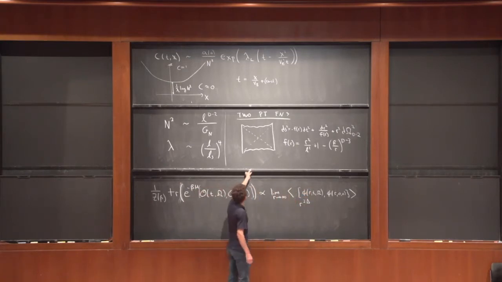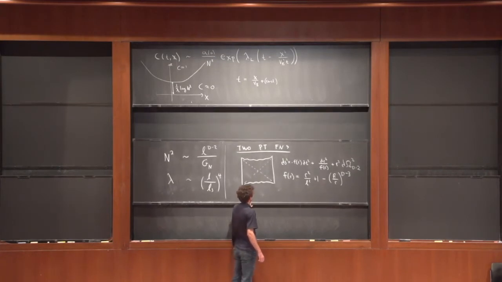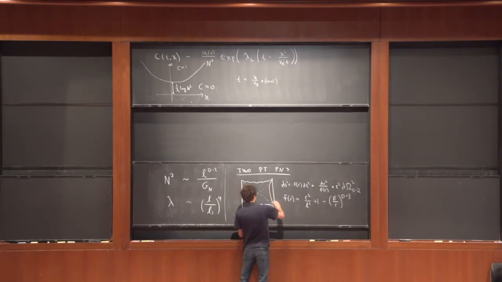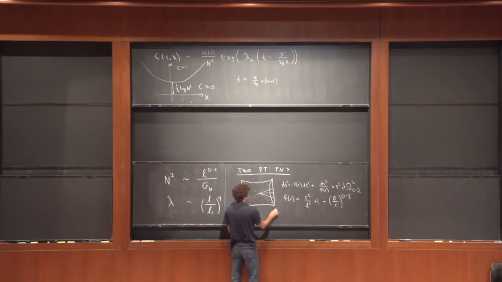I should have drawn on this diagram the following. So a constant r surface would look something like this, and constant t surfaces within this wedge look something like that. So what we're interested in computing is a two-point function between a bulk operator here and a bulk operator here, as the time separation between them becomes large.